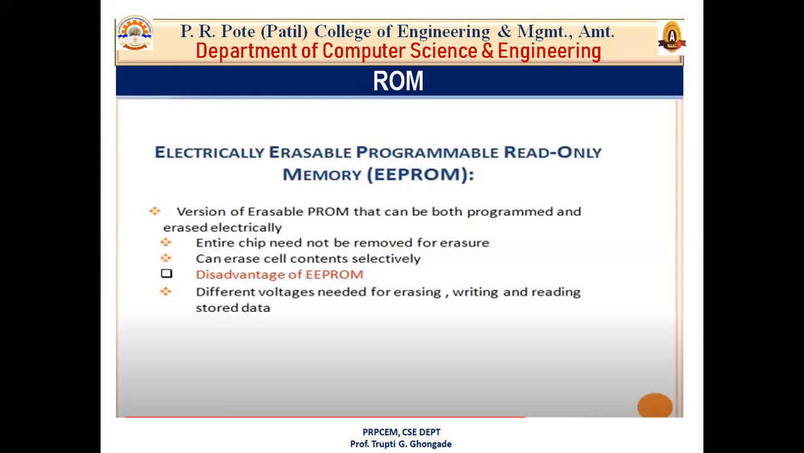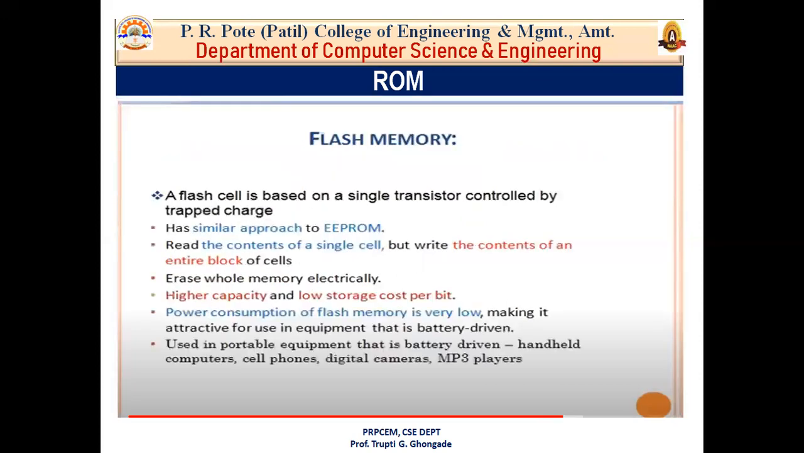Then you reprogram the cell again. The disadvantage of electrically erasable programmable ROM is that it requires a different voltage for erasing. Writing and reading, for all these you require a different voltage. But the difference between the EPROM and E2PROM is here: both the programming and erasing are done electrically. Okay. Then the next one is flash memory.